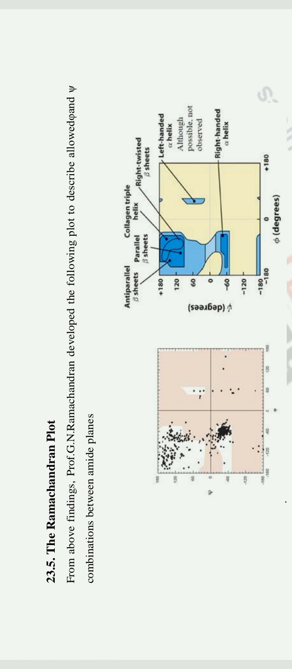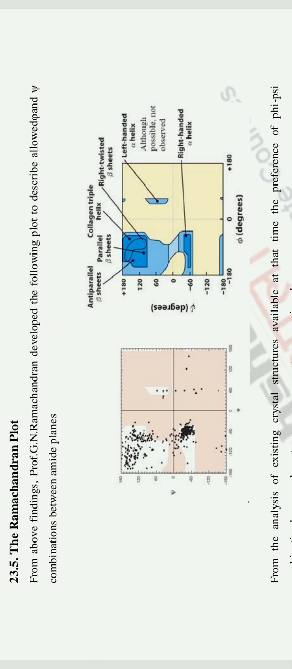The Ramachandran plot. From the above findings, Professor Ramachandran developed the following plot to describe allowed psi and phi combinations between amide planes. When we draw this, anti-parallel sheets will be there. Anti-parallel beta sheets, parallel beta sheets, collagen triple helix, right-twisted beta sheets, left-handed helix, although possible, not observed, and right-handed helix.